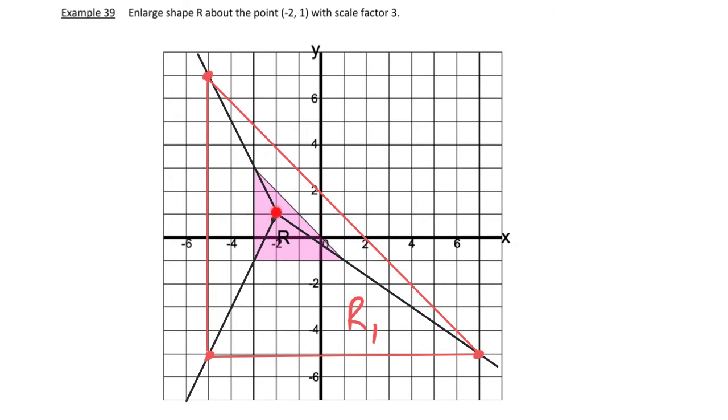To get from the centre of enlargement to the bottom left point, we go left 1 and down 2. So that means we'd go left 3 and down 6. And to get from the centre to the last vertex, we go right 3 and down 2, which means we'd go right 9 and down 6.